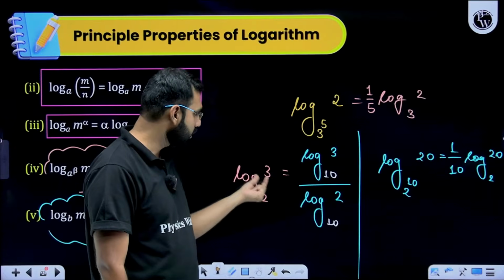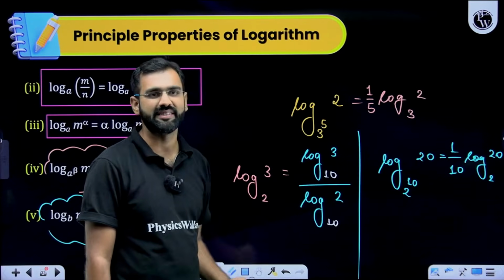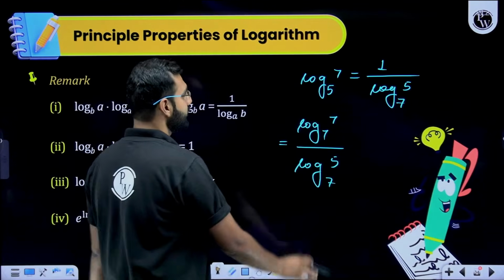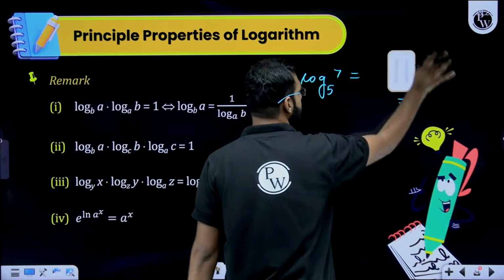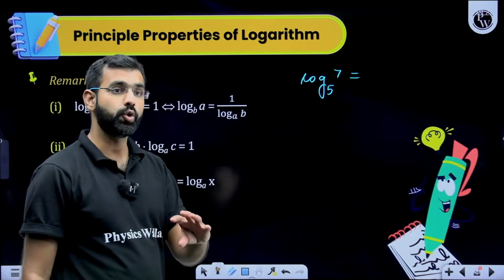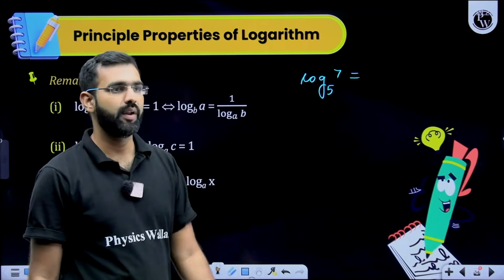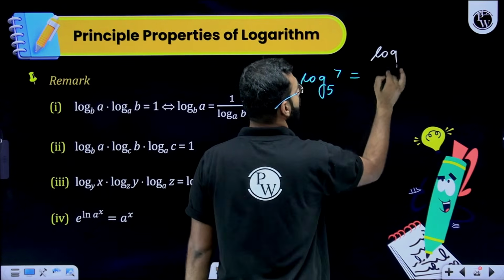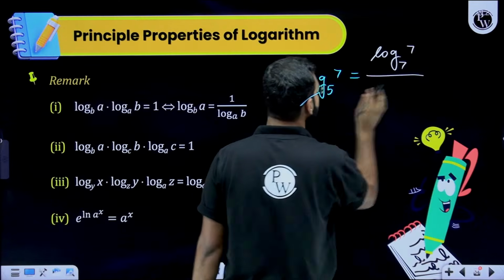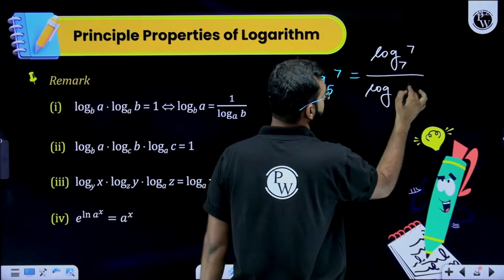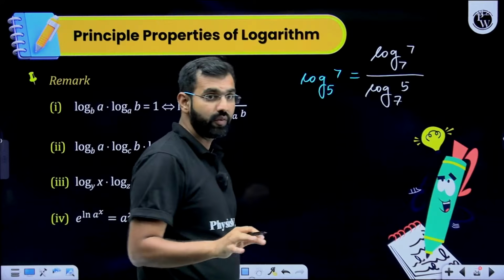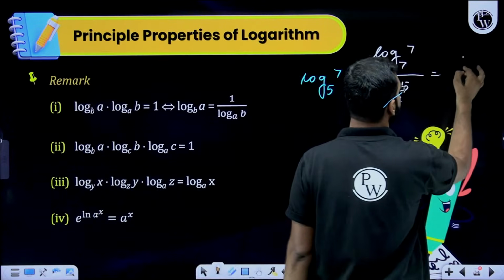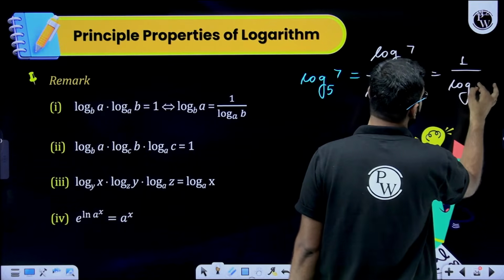So I'll write it as log 3 base 10 upon log 2 base 10. That's exactly what I'm trying to do here with this part where I'm saying that it is log 7 base 5. So let's say I want it to be at base 7. So how will I convert or get it at base 7? I'll simply write this log 7 at base 7 and this log 5 at base 7, and we know that log 7 at base 7 is 1, so my final value will be 1 upon log of 5 at base 7.